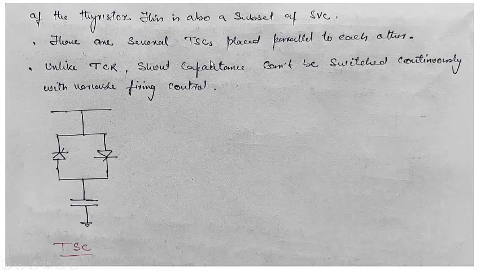Again, there will be several TSCs placed parallel to each other, and unlike TSR, shunt capacitance can't be switched continuously with variable firing control. So as we have thyristor controlled reactor, we will not be having thyristor controlled capacitance. We'll discuss why it is not there when we come to this TSC.